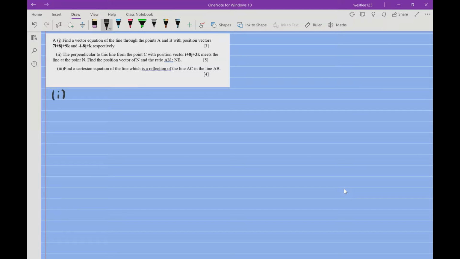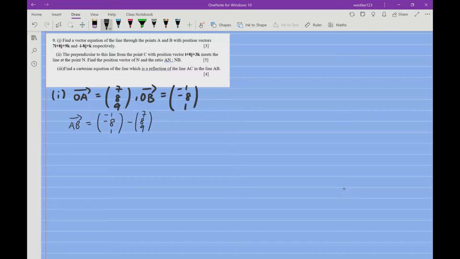Okay, so as usual, we will start off with all the position vectors. So OA is 7, 8, 9. OB is -1, -8, and 1. So to find the equation of the line, we need a directional vector. So I'm finding the vector AB. So end point minus starting point. This will give me -8, -16, -8.